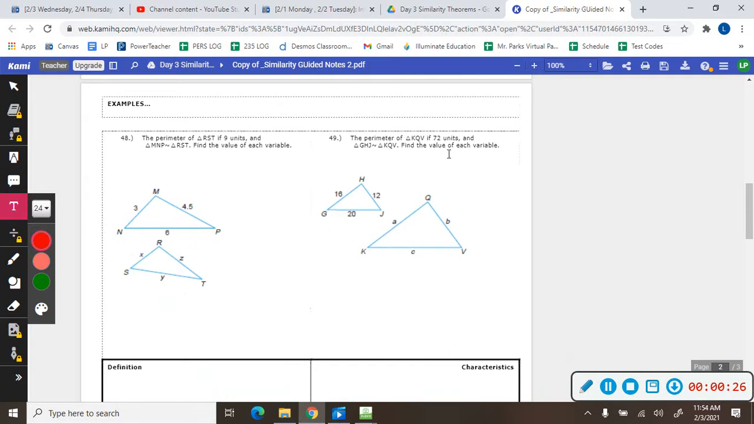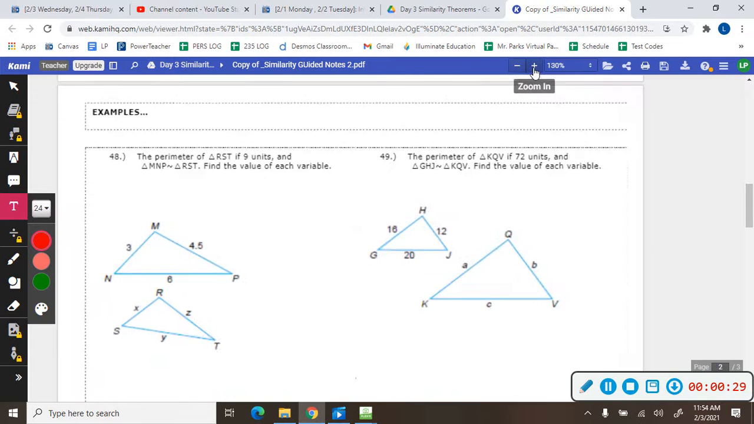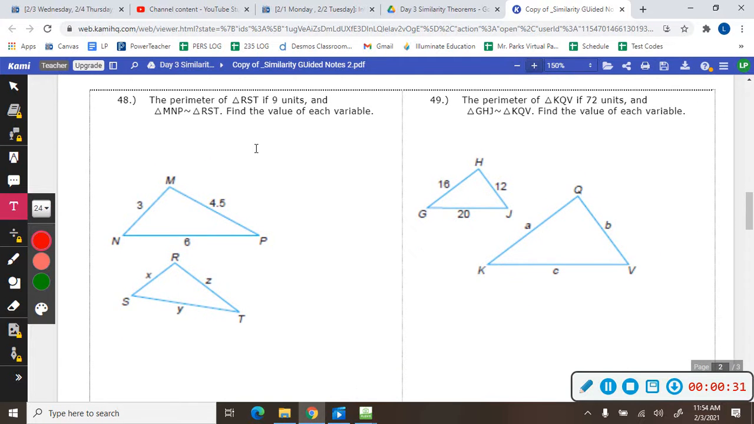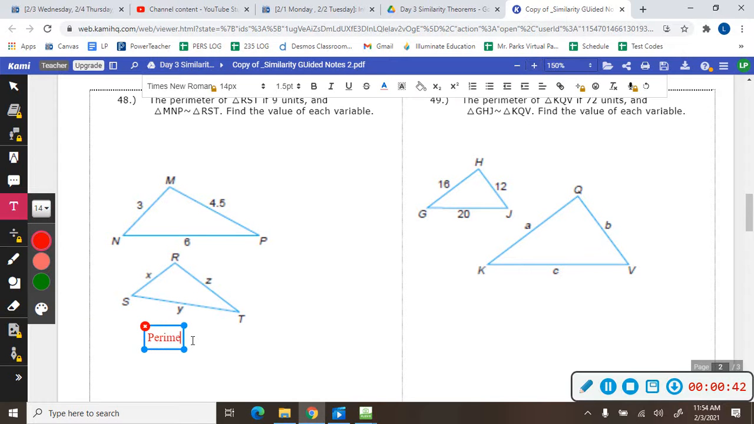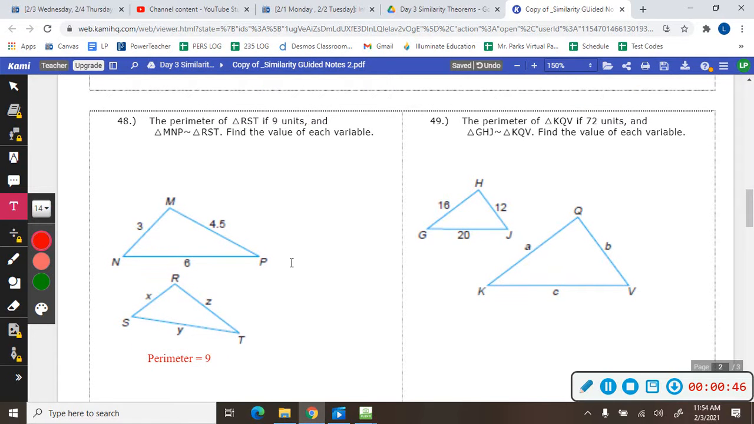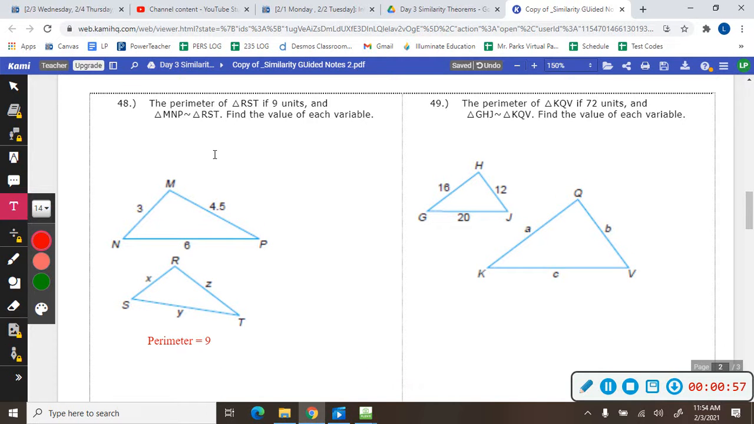So looking at an example here, it says the perimeter of RST is 9 units. So here's RST. I'm going to say the perimeter equals 9. And they tell us right here that triangle MNP, the top one, is similar, that's what that symbol means, to RST. Find the value for each variable.